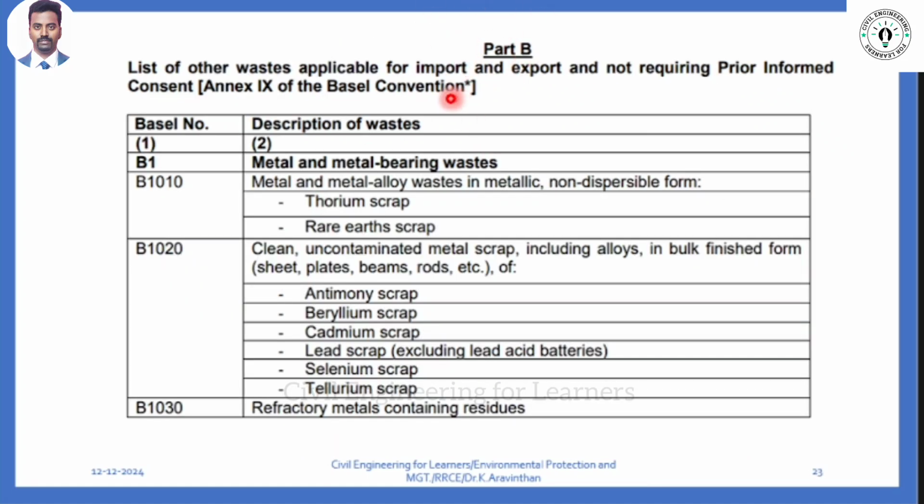So this is called Part B. These are other hazardous wastes for which prior information or consent from the Ministry of Environment is not required. These are given in Part B. You can see the entry numbers. They have given the descriptions of waste here, such as thorium scrap, rare earth metals, etc.